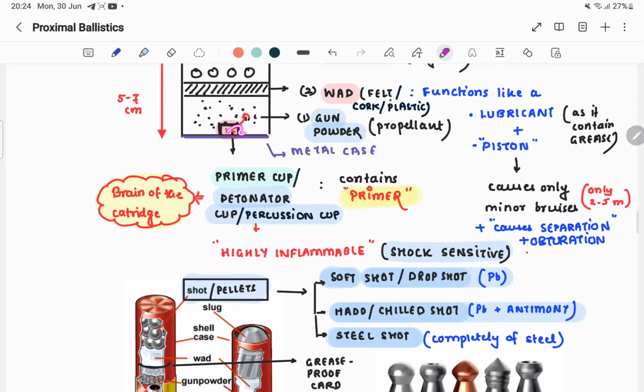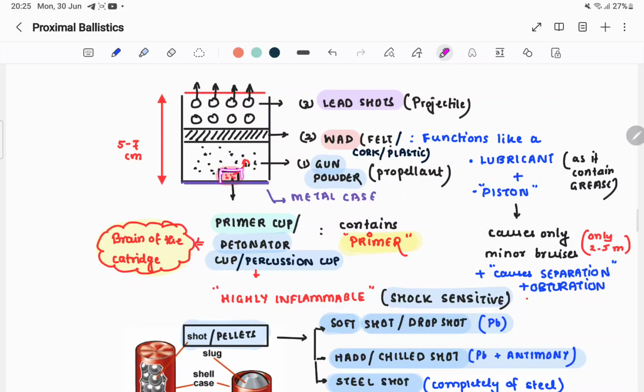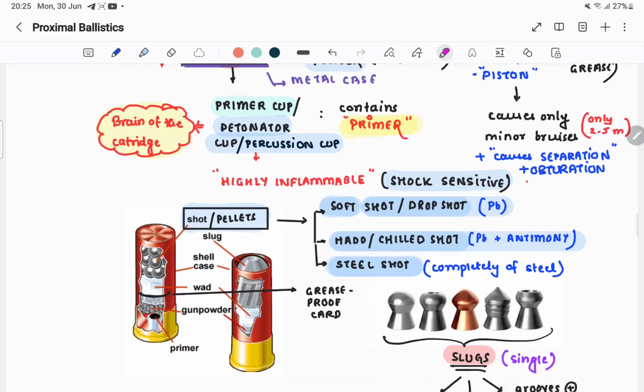This primer cup has the primer. Primer is basically a highly inflammable, shock-sensitive material. So whenever the percussion pin strikes it, this will explode and the lead shots will be fired. This is the mechanism.